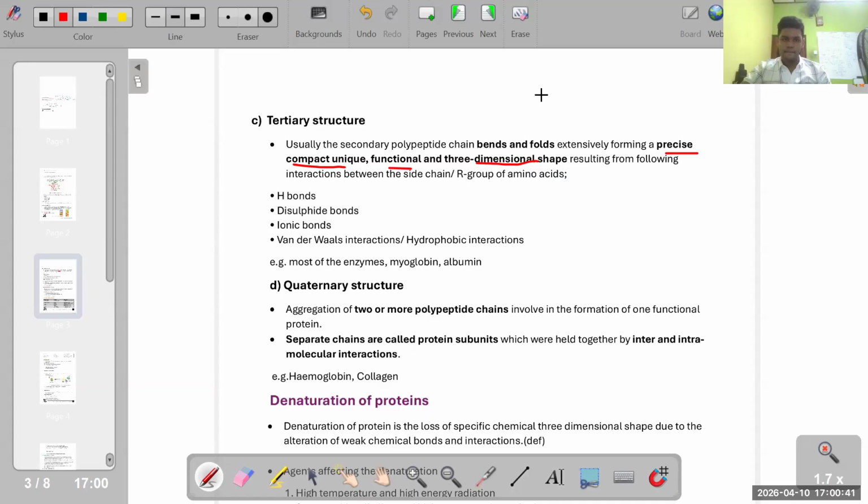Is that clear? Is that clear? Yes or no? Hello, are you there? Is it clear, this part? Not this complete part, I'm saying until this three-dimensional shape part.